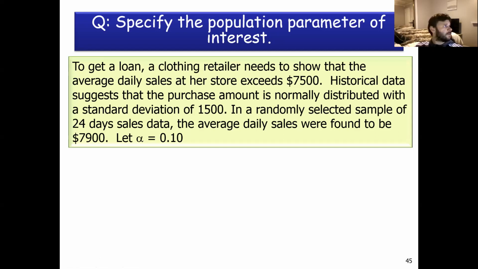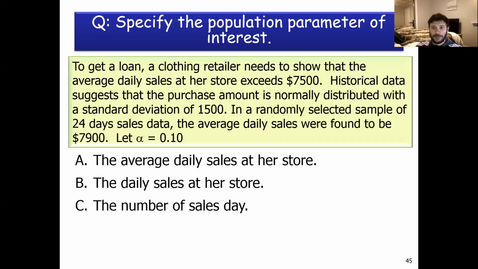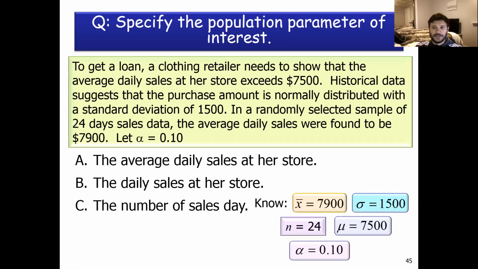So question up here is asking, what is the population parameter of interest? And given this information, the population parameter we're interested in here is not the daily sales at her store. It's not the number of sales days. It is the average daily sales at her store.